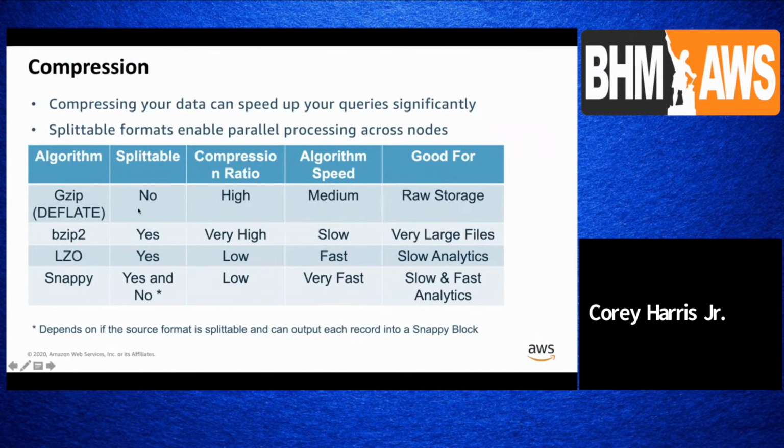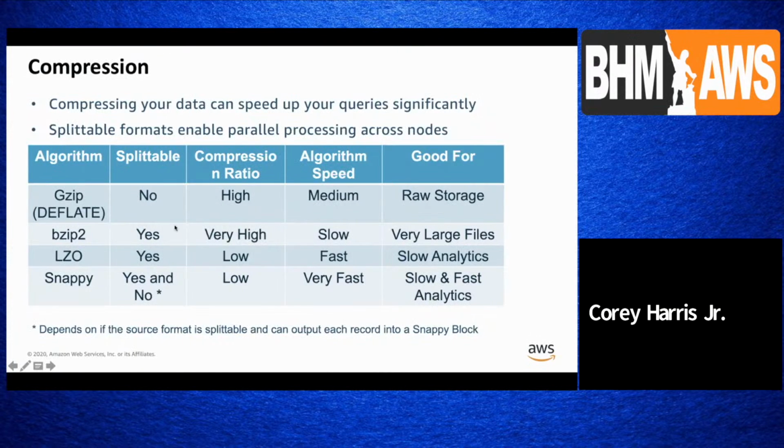So, gzip, for example, is not splittable, but the compression rate is high, which means I can reduce a terabyte into a smaller amount than with other algorithms. So it's good for raw storage, and it's medium speed. That means the amount of time my ETL takes will be in the medium range. It's not super long, it's not super quick, but good enough. It gives me a good compression ratio, so it's pretty common.